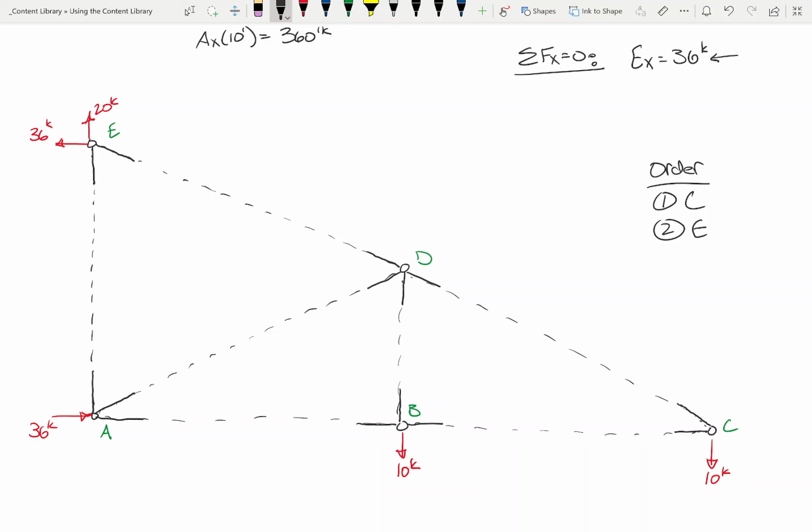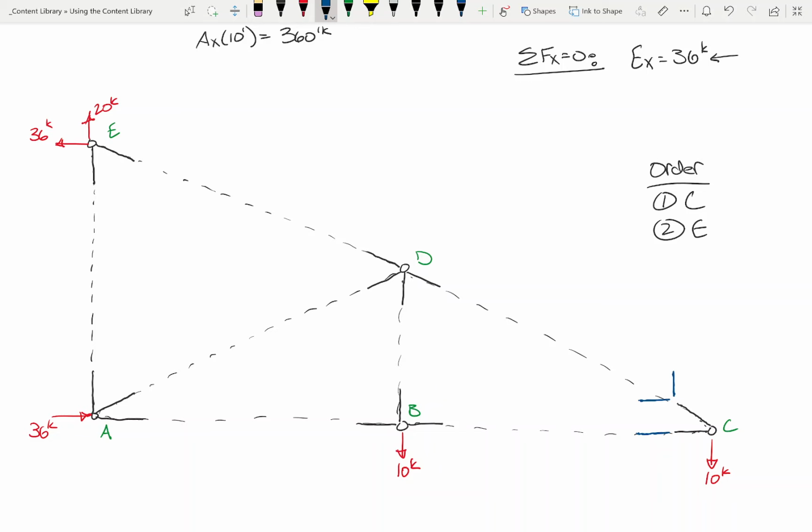Which one do you want to do first? C or E? Doesn't matter. Pick one. C. All right. So C is going to have this, and a horizontal and a vertical. Any diagonal we can split into X and Y components. Any horizontal or vertical is just going to have one, right?